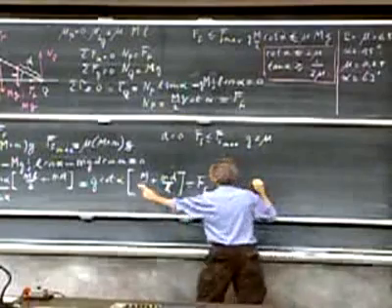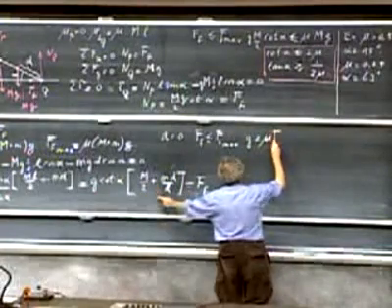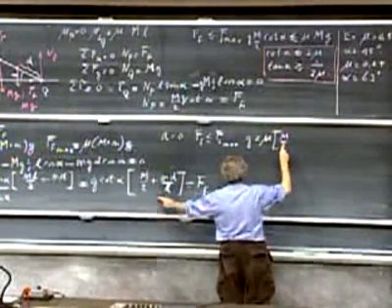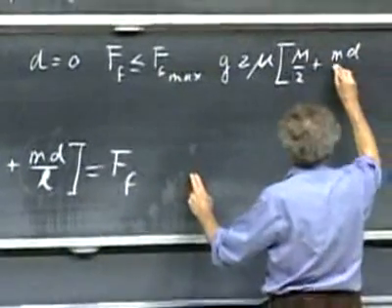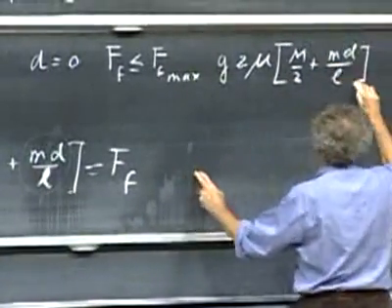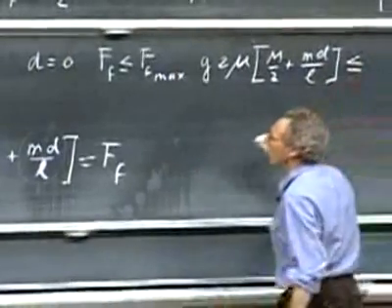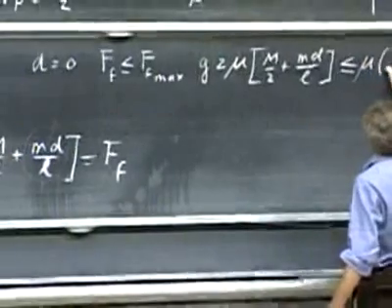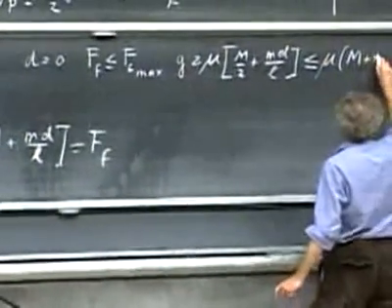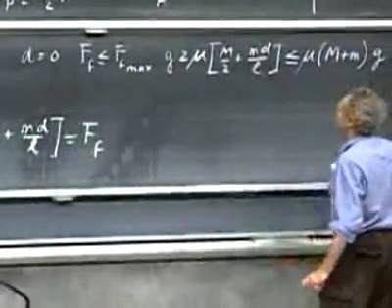So cotangent alpha is 2 mu, M divided by 2, plus m times d divided by L. This now has to be less or equal to this value: mu times (M plus m) times g.